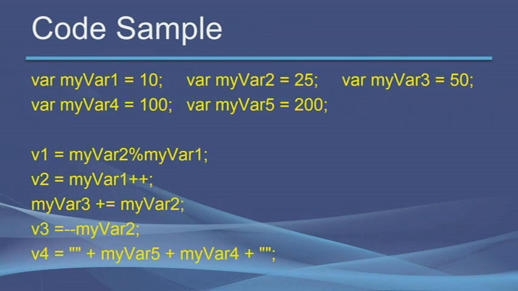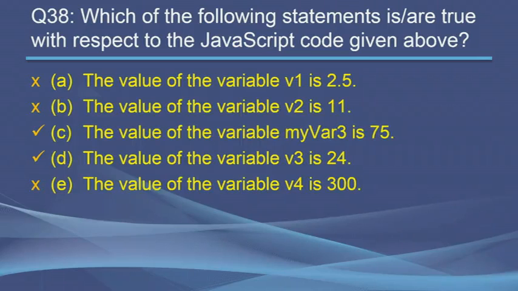My variable 3 plus equals. So you are basically adding my variable 3 to my variable 2 and making it equal to my variable 3. Variable 3 is equals minus minus. So while you are equating it, you are also subtracting. Minus minus means subtracting 1 from my variable 2, and V4 is basically a string and not values. So let's look at the questions originating from this.